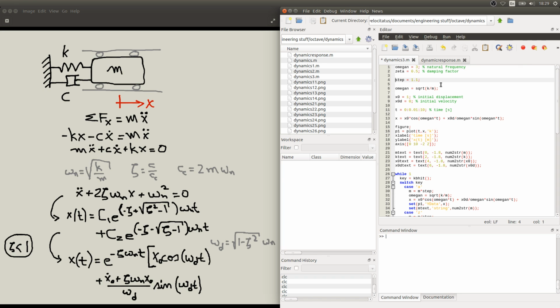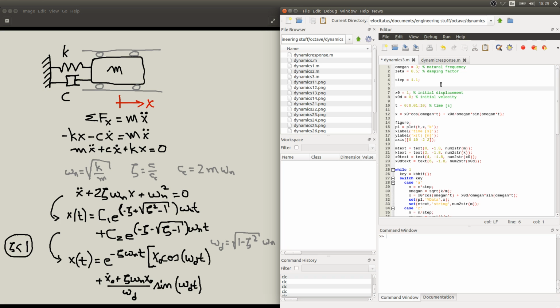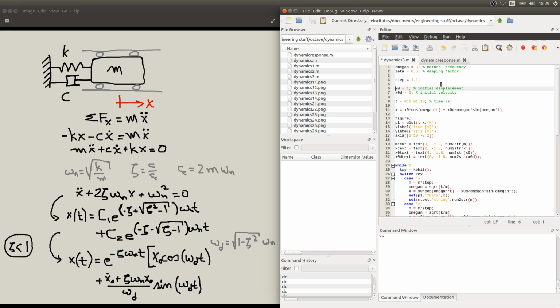We will continue using our step. Again, we're not calculating the non-dimensional parameters anymore. We're defining them in our program here. We'll need again our initial conditions for displacement and velocity, so we're not going to change anything here. And as well, our time is going to be very similar.